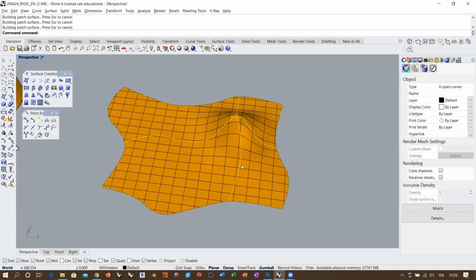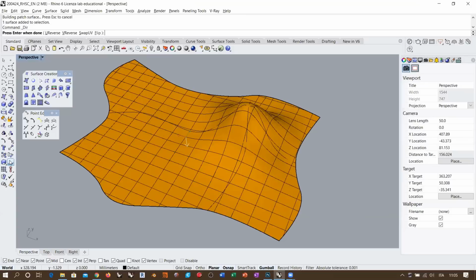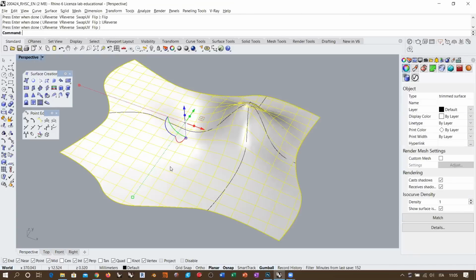I will leave this here as a memory of what we were doing. Just let me adjust the orientation, flipping and reversing the U, and that's it.